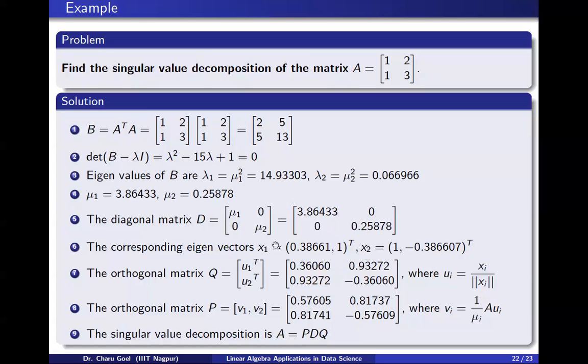So x is this one. x1 upon the norm of x would mean divided by the root of the square of this plus 1. So we have normalized this vector. Similarly U2, that will give us Q, and the orthogonal matrix will be V1, V2, where Vi is 1 upon mu i, A times Ui. So this will give us P and Q, and hence we'll get our singular value decomposition A equal to P, D, Q. Note that if you had taken mu 1 equal to 0.25878 and mu 2 equal to 3.86433, then accordingly x1, x2, Q and P would have changed, and that would have given us a different singular value decomposition.